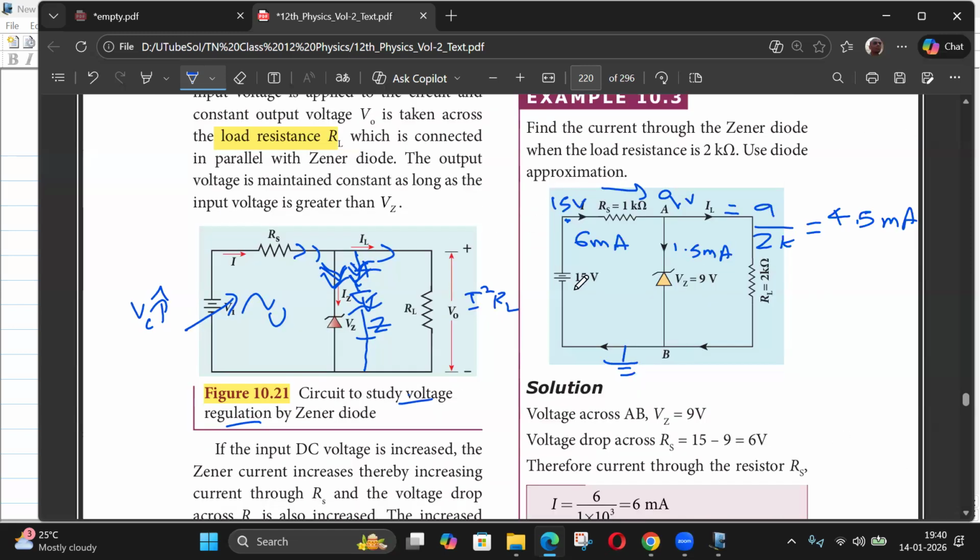Suppose by mistake this thing becomes 16, this thing will still be approximately 9. This current is fixed, it's 9 by 2K. So the extra current will flow here, so that this thing is protected. So this thing is always 4.5. Even if I make this 20, this will not change because the drop from here to here is always 9. Whatever is the extra current will go through this one, and this current will increase correspondingly. When this current has increased, this current is this plus this. So this current will increase, this will increase, but this current will be the same.